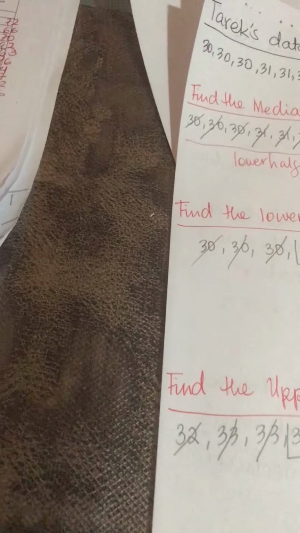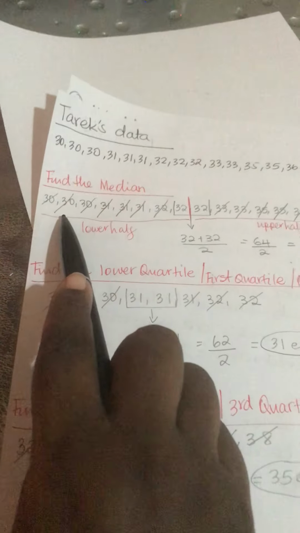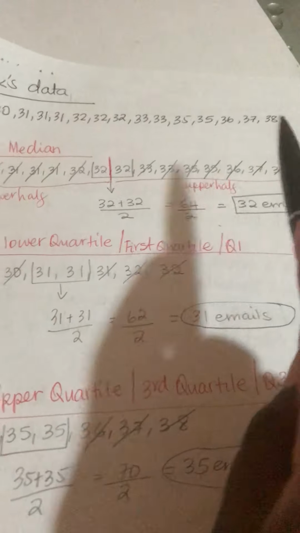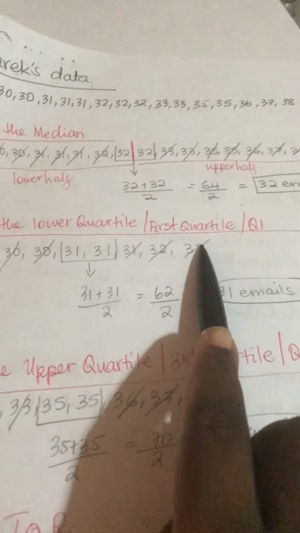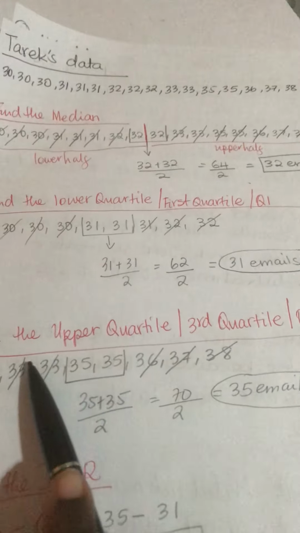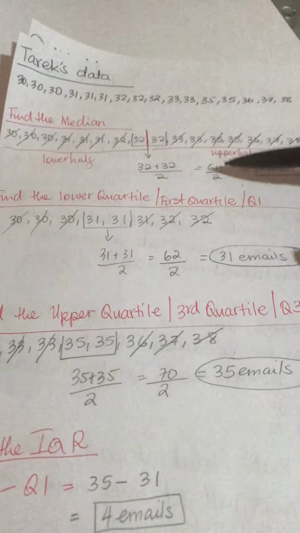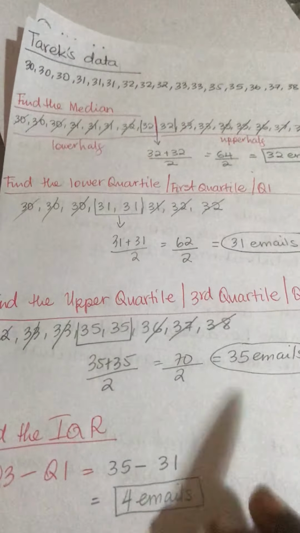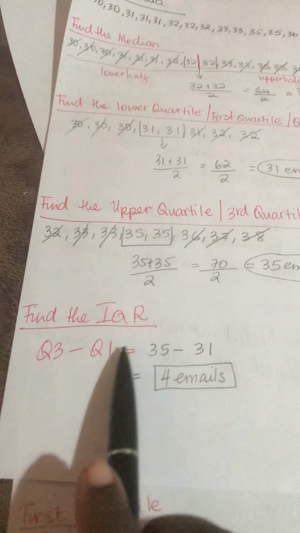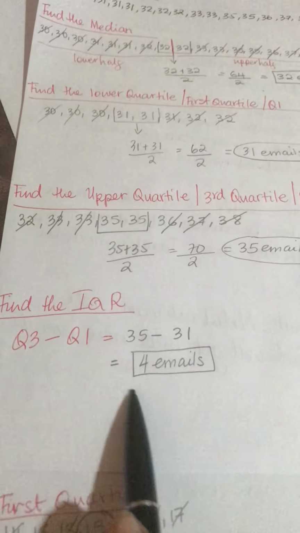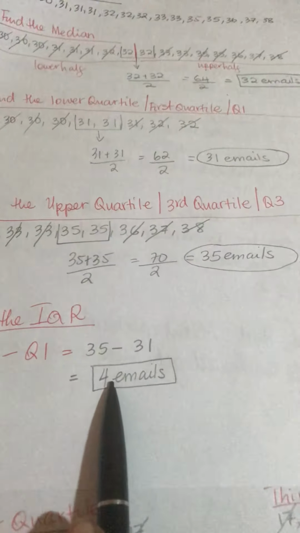Okay. Then after I did Abdul Rahman, I did Tariq. I did the same thing. I wrote my data out. I found my median. I found the median of my lower half and the median of my upper half. And this is my work, as you can see. And then my IQR was that. And this is my answer for the IQR.